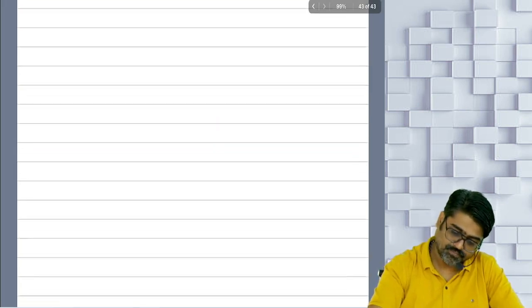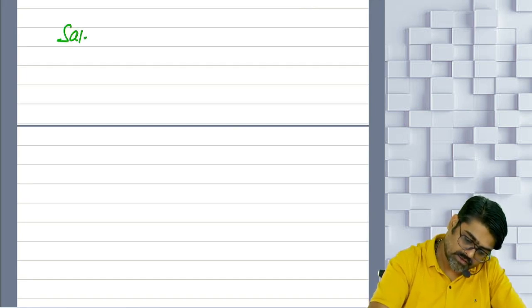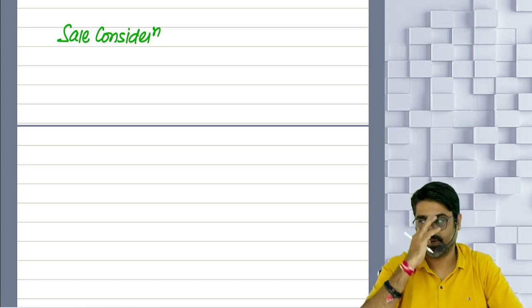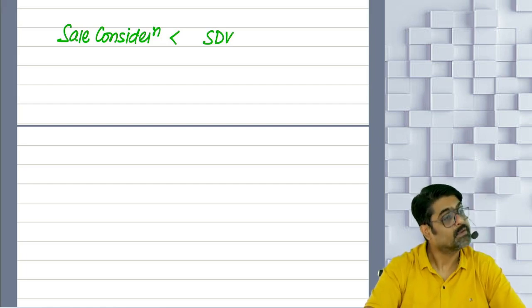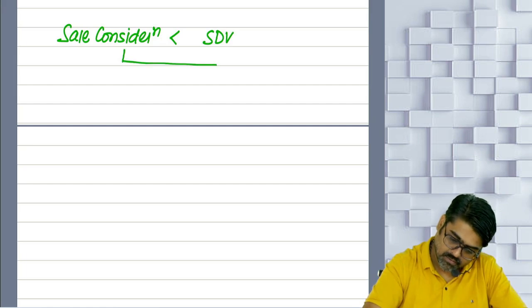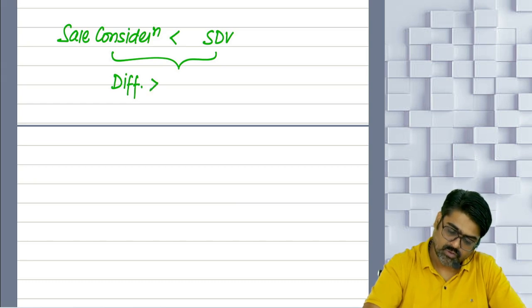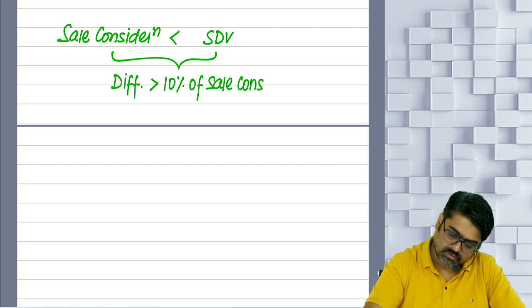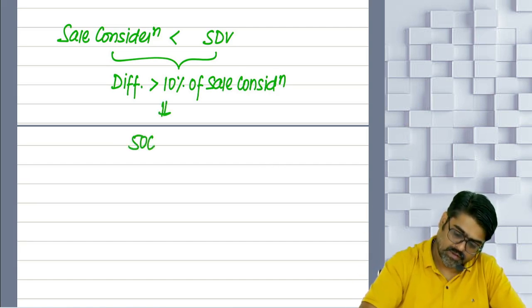Understanding? So tell me. I am writing something in front of you. You are going to tell me. Your sale consideration for transfer of immovable property, if this amount is less than what? Stamp duty value. And then you have to check the difference between both of them, the difference between the stamp duty value and the sale consideration. That should be more than 10% of what? Sale consideration. If both these conditions are satisfied, then section 50C will apply.